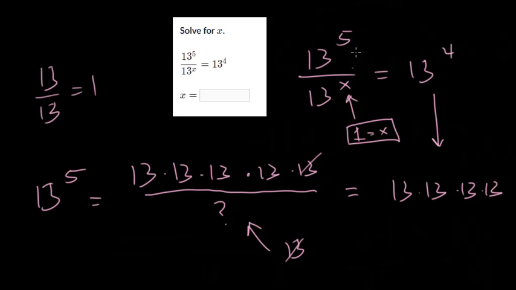So x is 1, and once you plug in 1 here, you can see that it makes sense because it follows the rule. Since they have the same base, you would just subtract the exponents. 5 minus 1 would give you 4. So in this case, you would put in the box x equals 1.